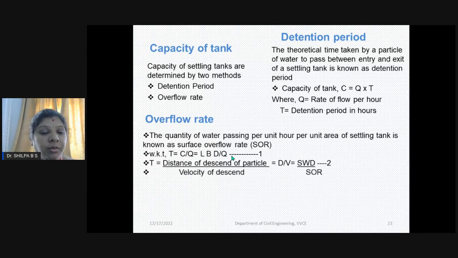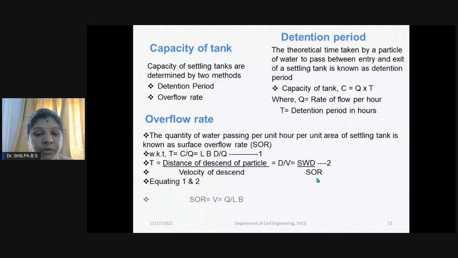Another relation that we have for the detention period comes from the settling of the particle. The time taken by the particles to settle we can calculate using the relation: distance of descent of the particle divided by the velocity of descent. The distance of descent is nothing but the depth of the tank, and the velocity of descent is represented as v. So it is d by v, which we can also write as d by v equals SWD, that is side water depth, by the surface overflow rate. This is another relation to calculate the detention period.